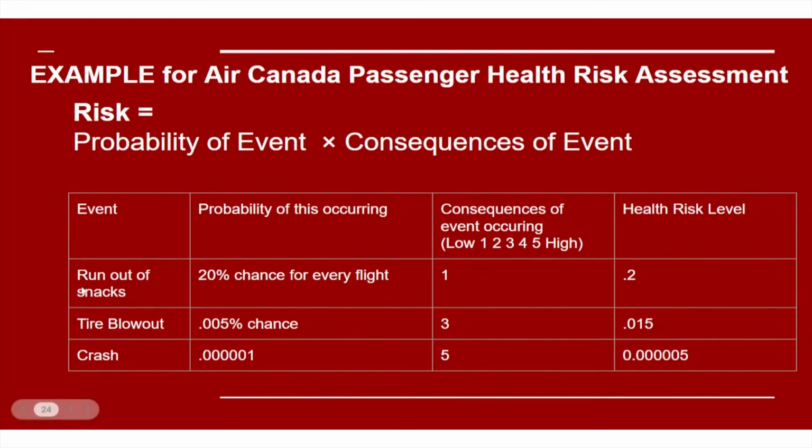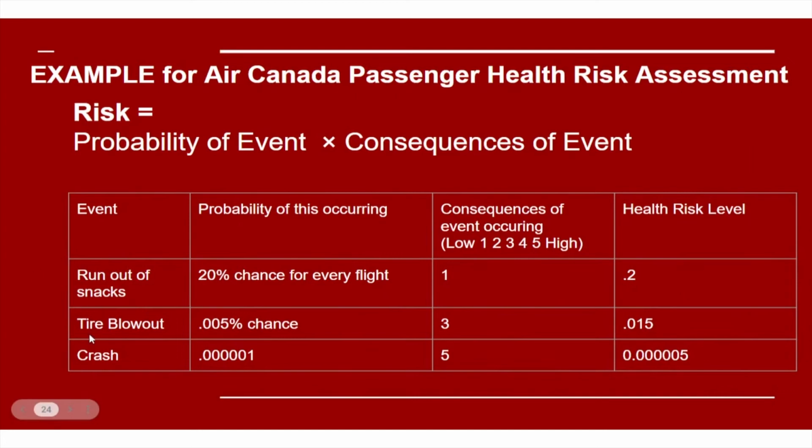So let's take, for example, running out of snacks. People are hungry. I'll call it a health risk. Let's assume that on a long flight, there's a 20% chance that the flight will run out of snacks. That's 1 in 5 flights. That's a lot, right? That's a high probability that that's going to occur. But we also say, well, what are the consequences of that? Realistically, people are not going to die because of this. Their health is not going to be affected by it. So we say very, very low consequence. So even though it's a high probability, low consequence, it would come up with a 0.2 health risk level. 20% times 1.